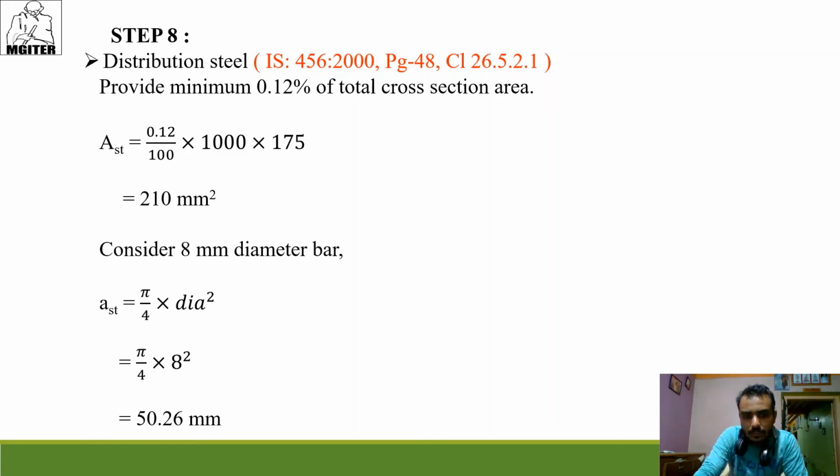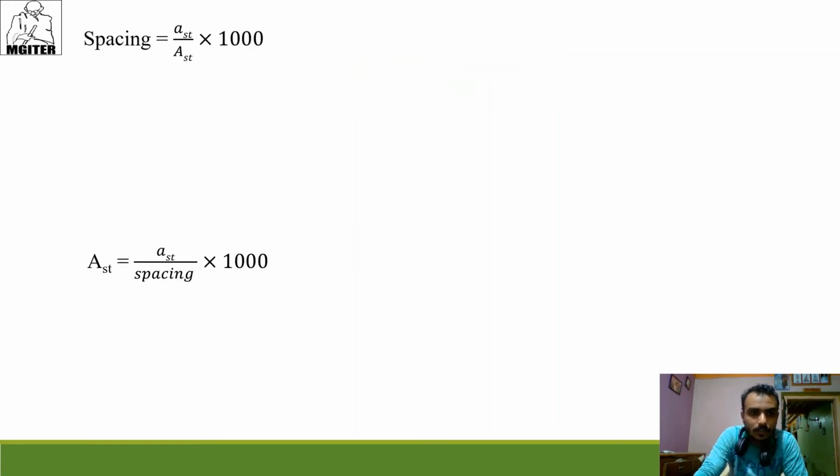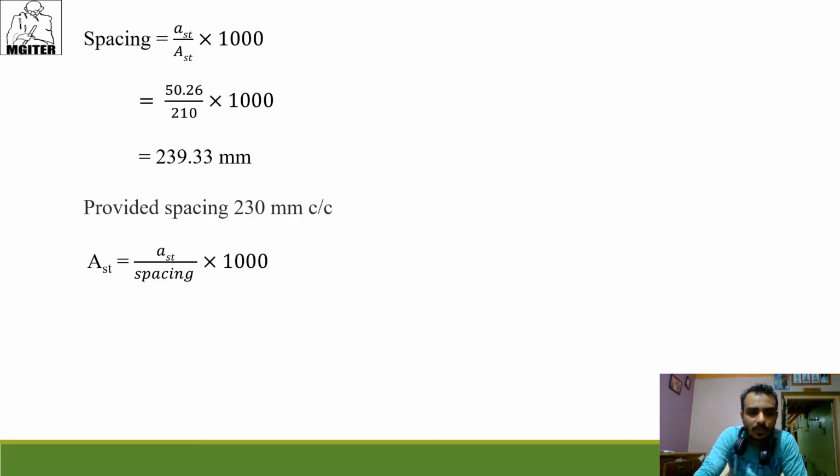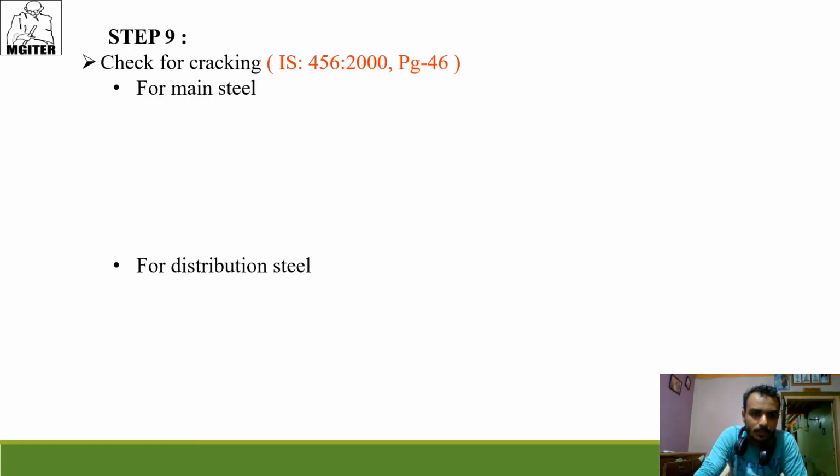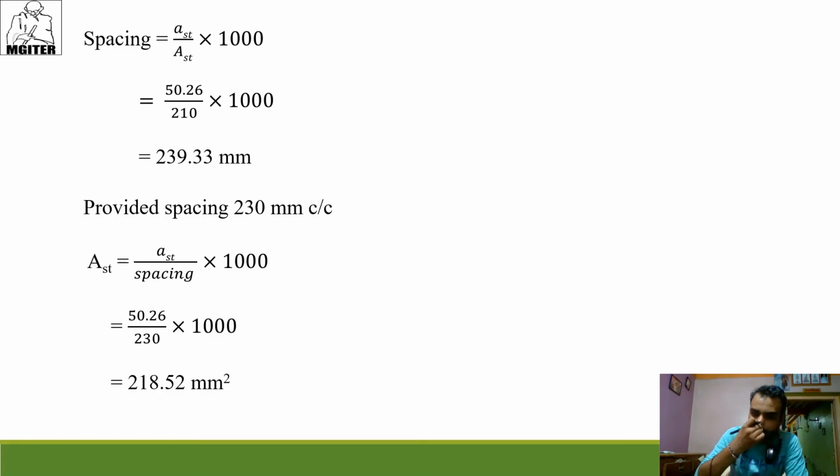Same for the distribution steel, find the spacing. Small ast divided by capital Ast into 1000. So spacing is 239.33 mm. Provide 230 mm center to center spacing. Okay, so our design is complete here.